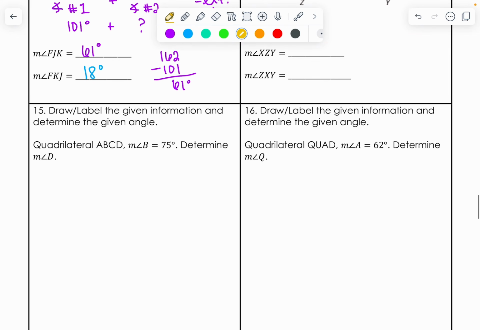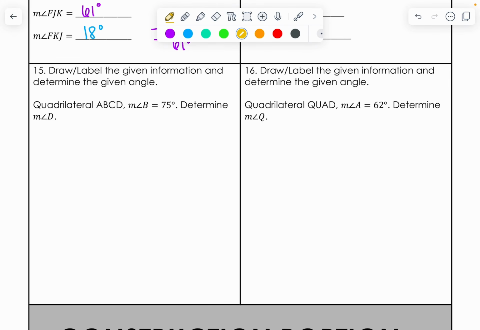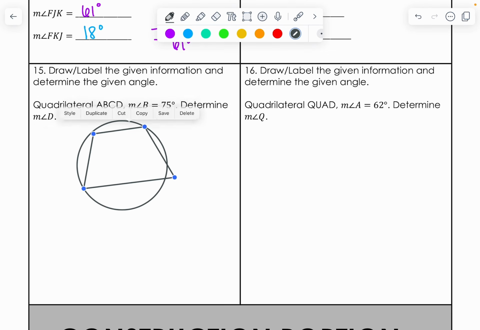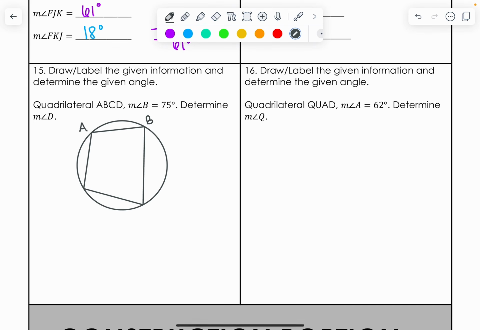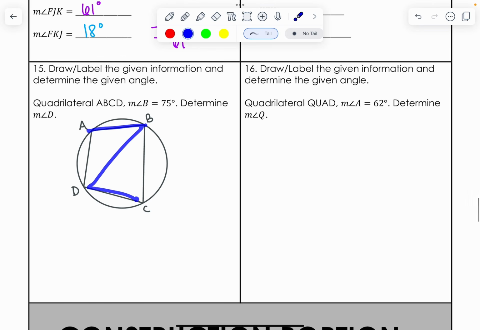Number 15, draw and label the given information, determine the given angle. And I'm sorry, there is some information missing here. These are cyclic quadrilaterals. So yes, I'm going to do that. Okay, so we're going to have A, B, C, D, and I should label around the shape. So I shouldn't say, this is A, this is B, this is C, this is D. Don't do that. We have to label it in order around the shape.